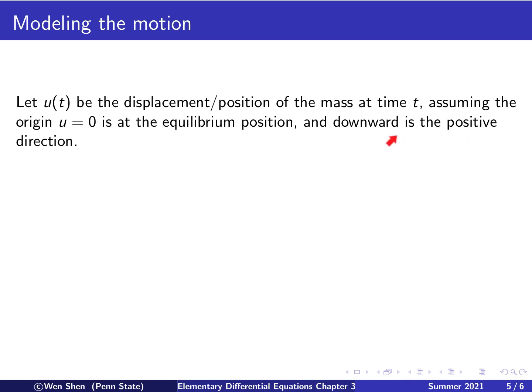The positivity of the direction is a choice. You can choose upward. Then you have to be consistent in your modeling, and you have to remember that upwards is positive.